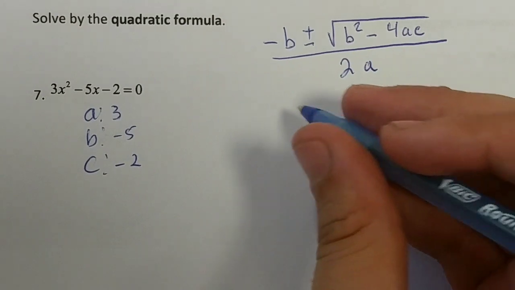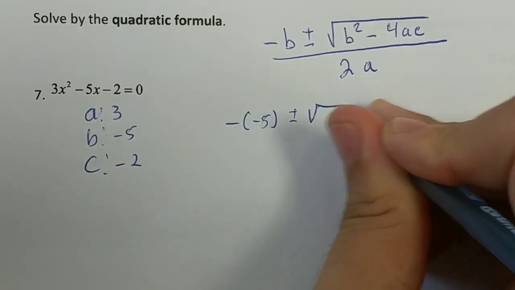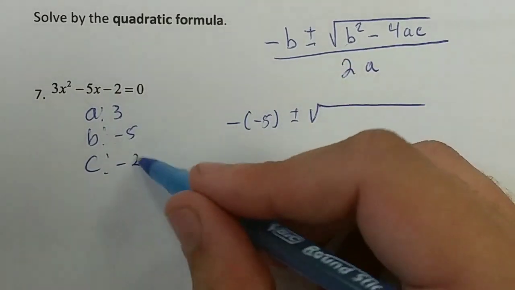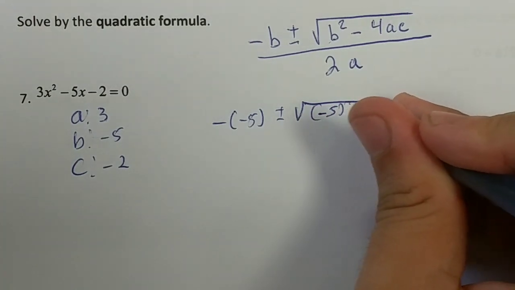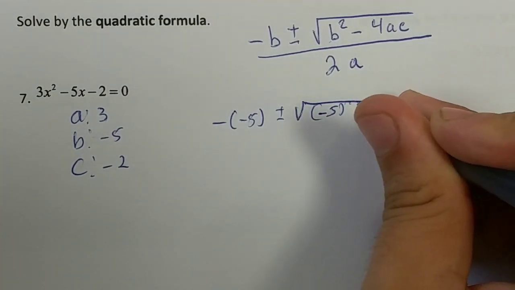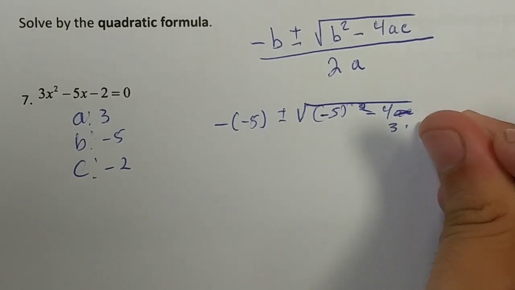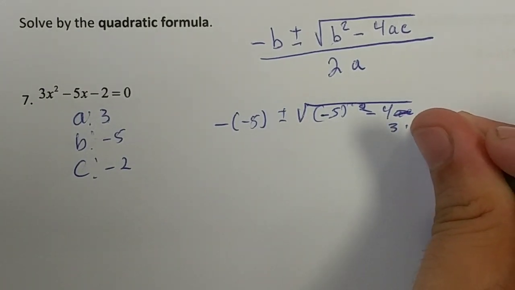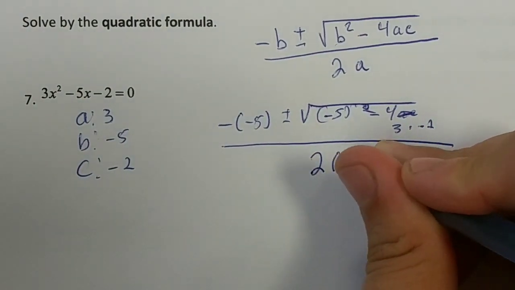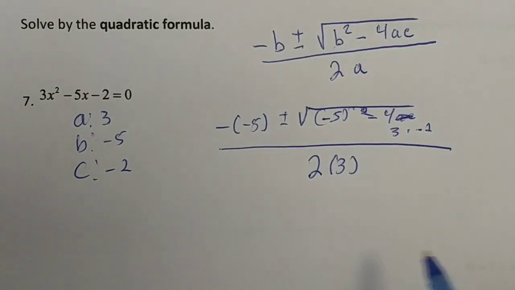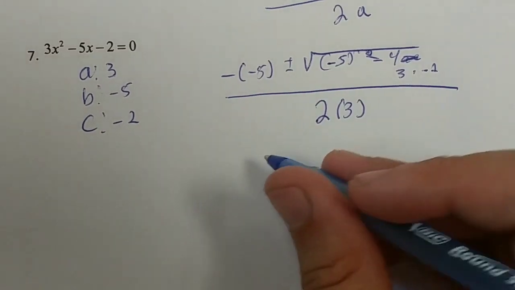So let's plug in those numbers. Negative negative 5, plus or minus the square root. So I'm just replacing all the letters with the appropriate numbers. Negative 5 squared minus 4ac. Oh shoot, I know what a and c are. a is 3 and c is negative 2, over 2 times 3. Okay. You could pause the video if you're not catching up.